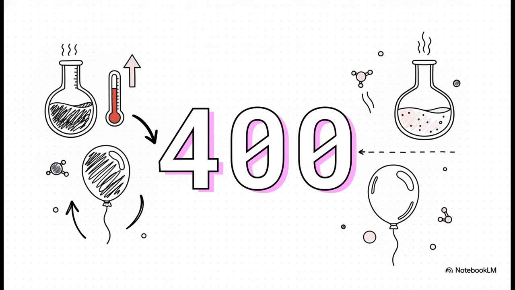You've completely got the pattern now, because absolute temperature and volume are directly proportional. When pressure isn't holding things back, whatever happens to the temperature happens to the volume. Therefore, doubling the temperature doubles the volume, taking it straight from 200 up to 400 cubic centimeters.